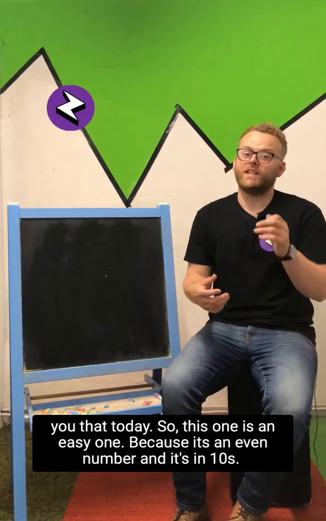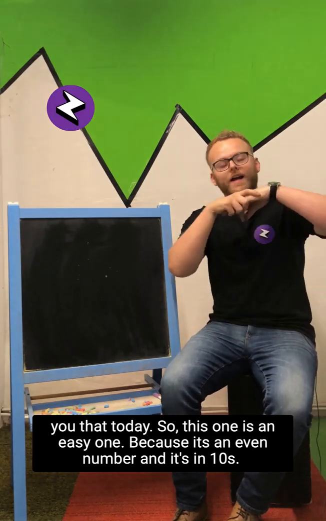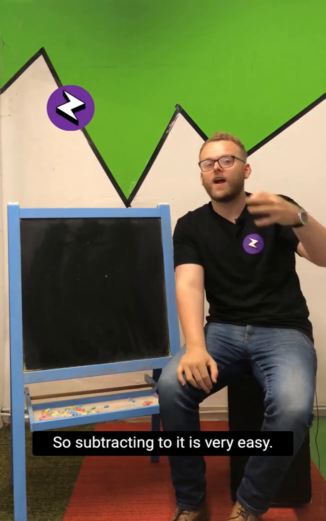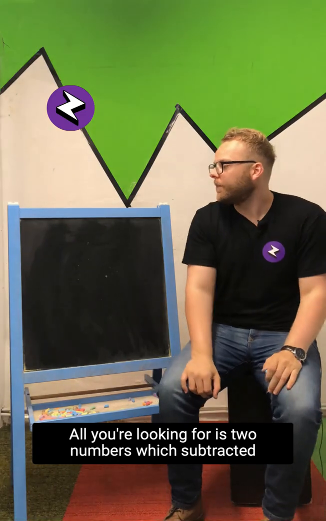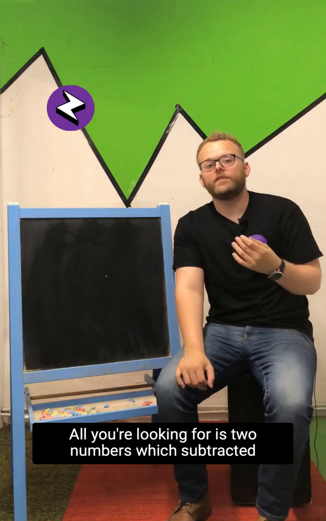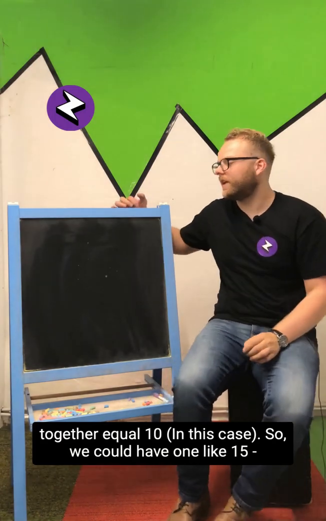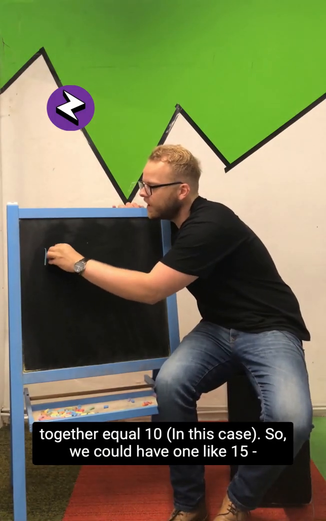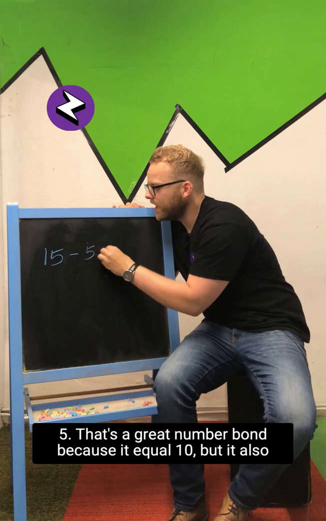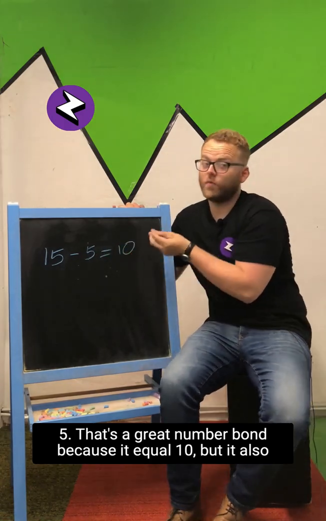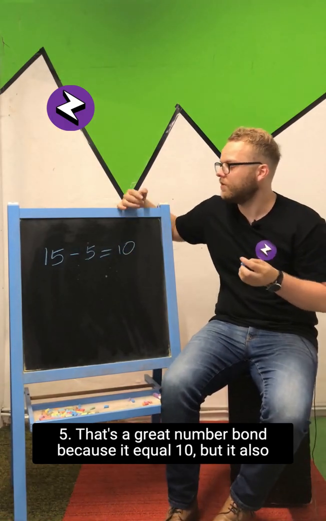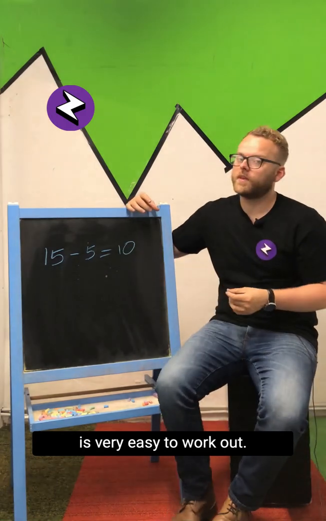So, this one's an easy one because it's a whole number and also it's in tens, so actually subtracting it is very easy. But all you're looking for is two numbers which subtracted together equal 10 in this case. So we could have one like 15 take away 5. That's a great number bond because it equals 10, but also we're not subtracting a lot.